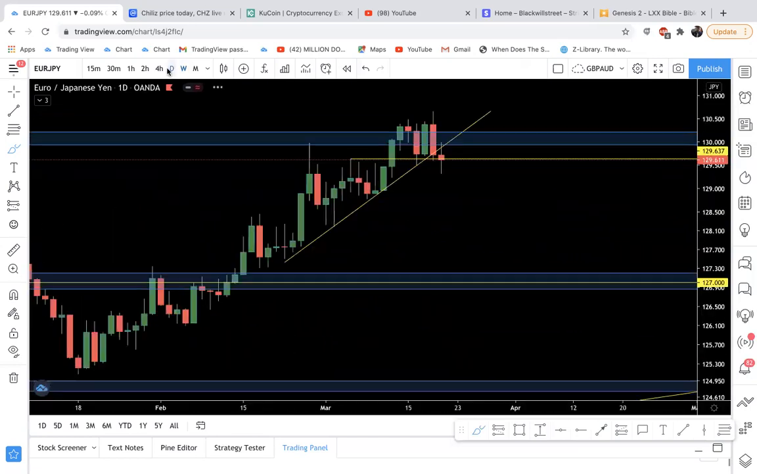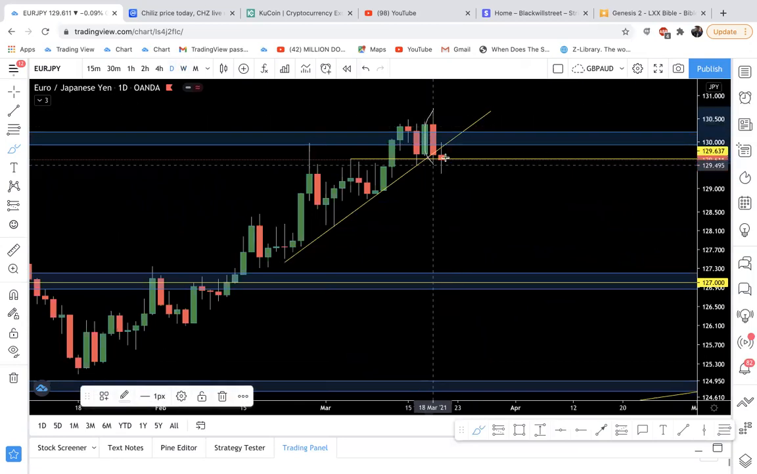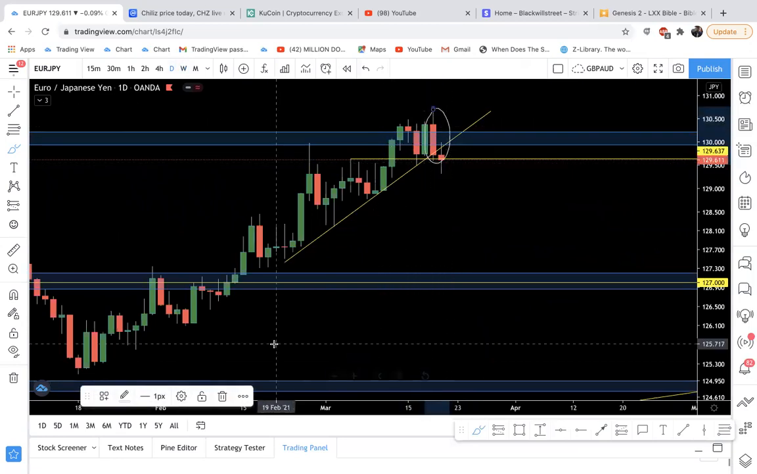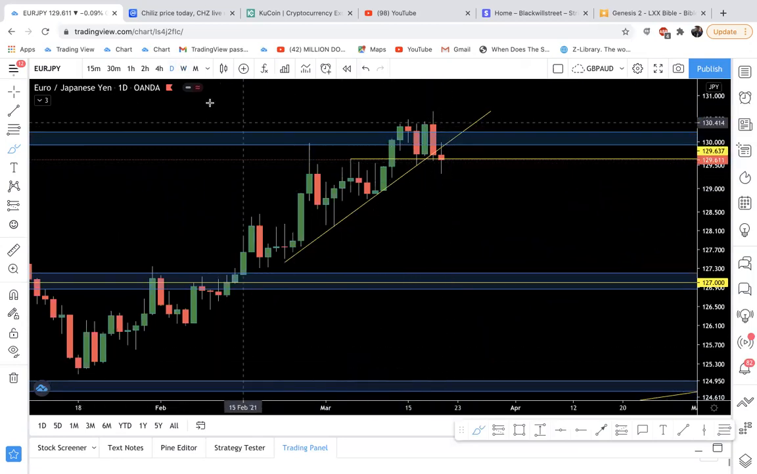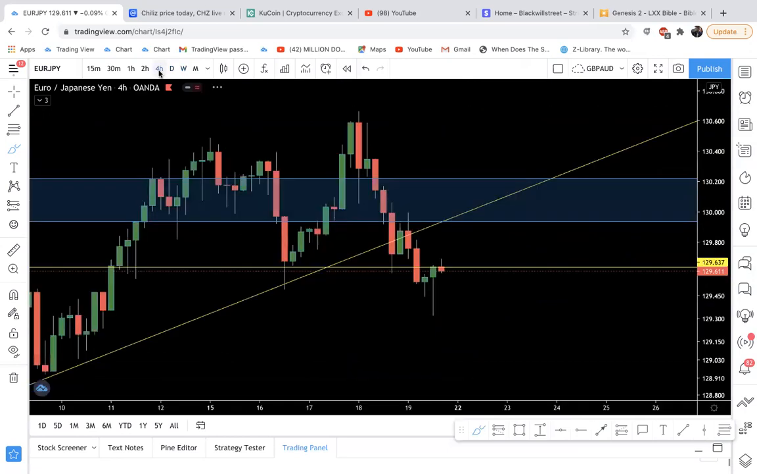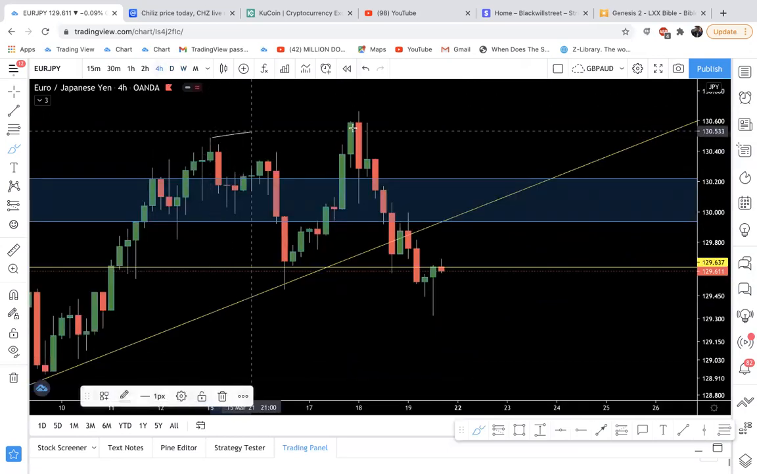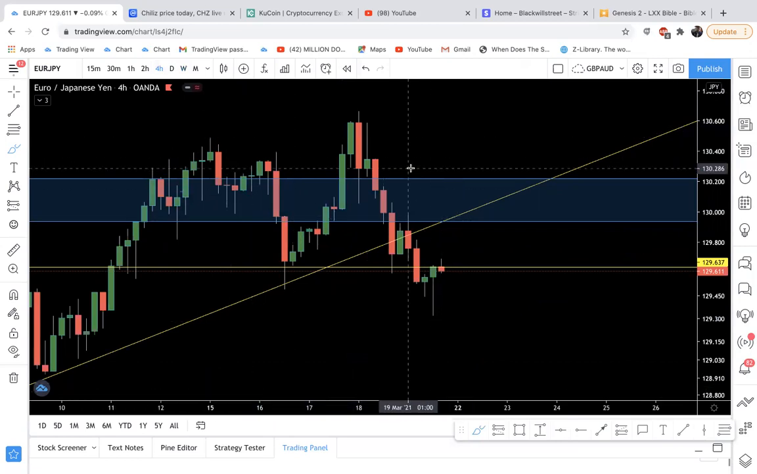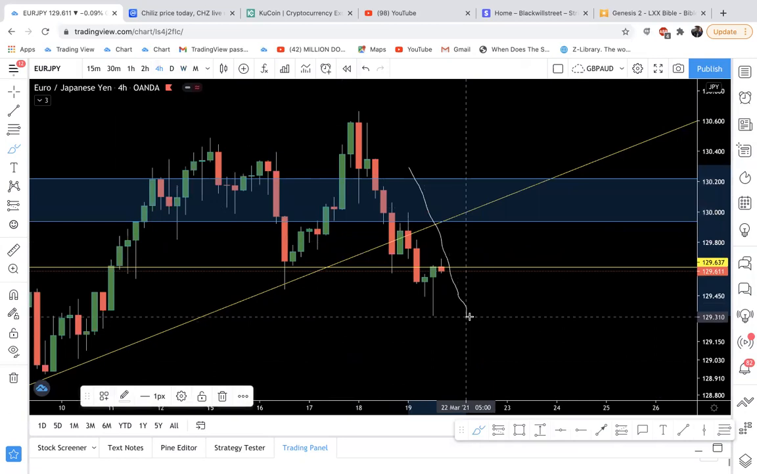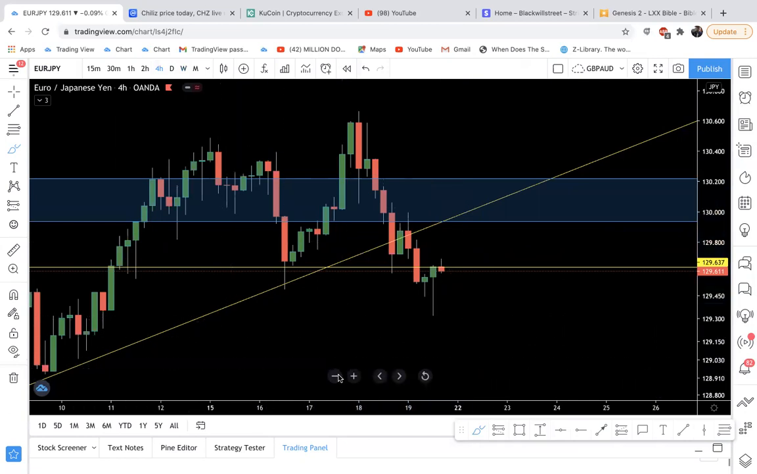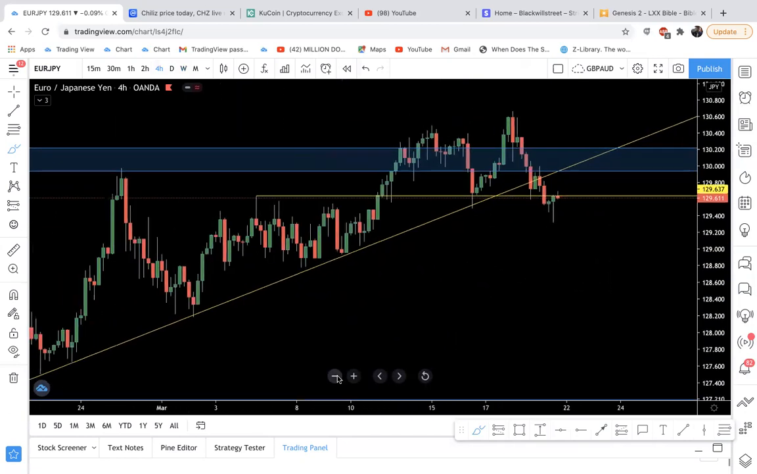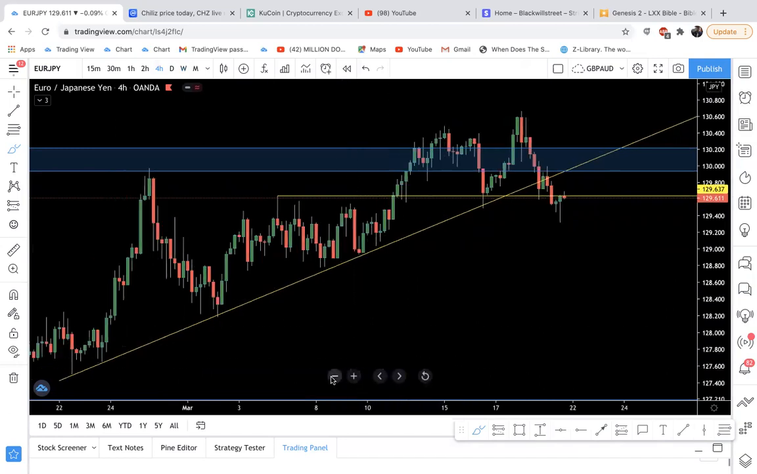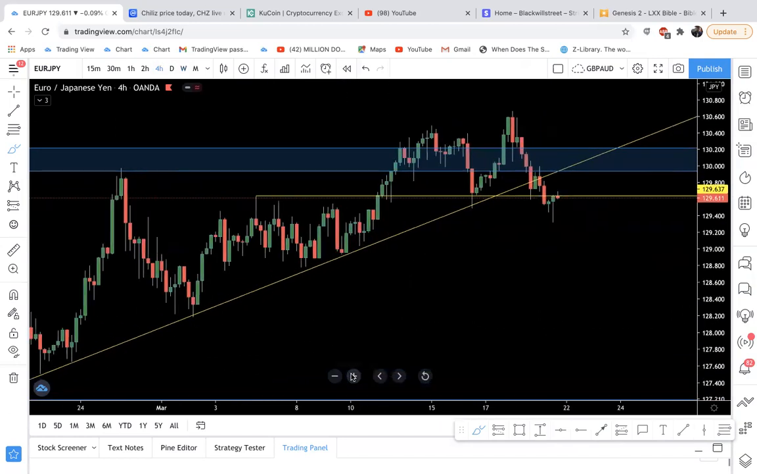If you look at this on the daily, price gave us this bearish engulfing on the daily, and then started to break down. On the 4-hour, we pretty much got a double top right here. On the double top, price actually broke down. With the breakdown of that, we also got that trend line right here, so price started to break down from that trend line.